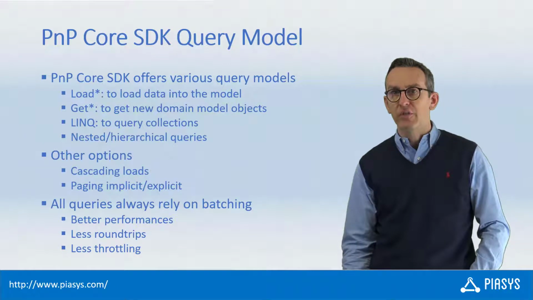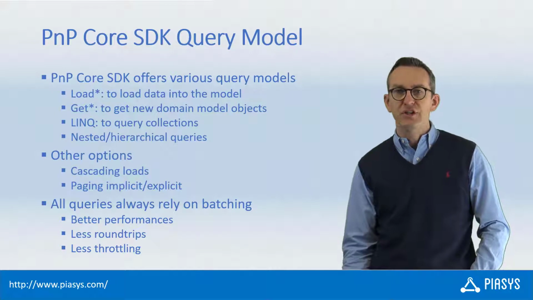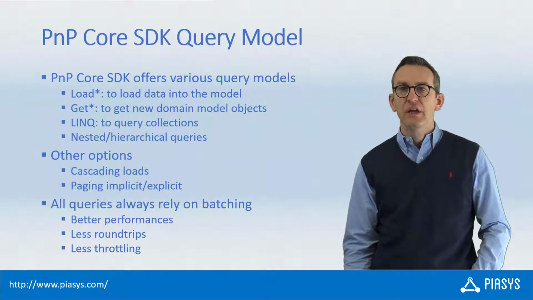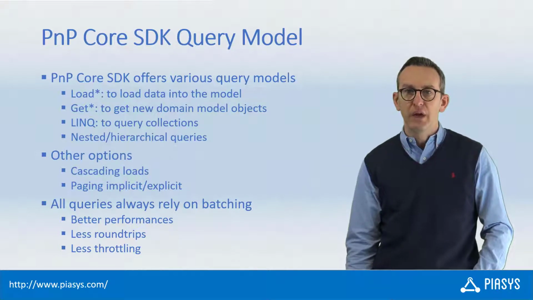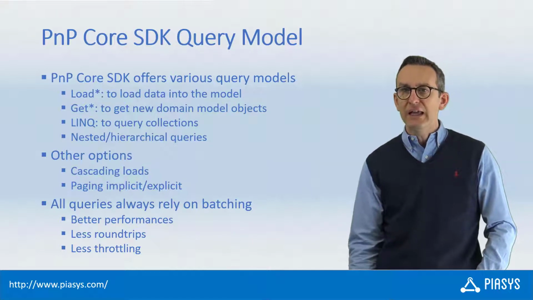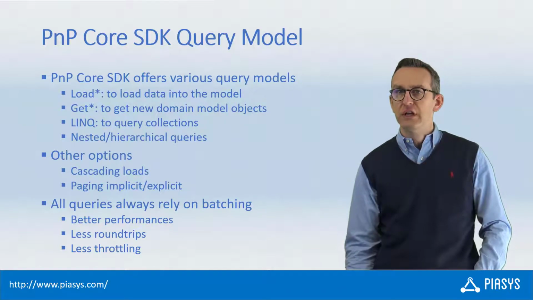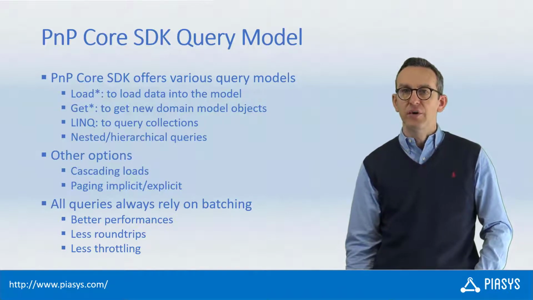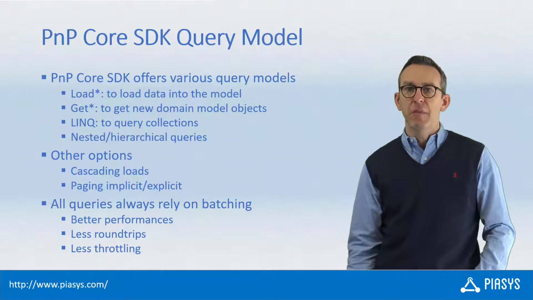From an inner working point of view, with PnP Core SDK, we always use batching by default when we make queries so that we can improve performance, reduce the number of round trips to the REST APIs that we are going to consume, and avoid as much as we can throttling issues. And again, remember that PnP Core SDK internally is Graph first, and it relies on the SharePoint REST APIs just as a fallback whenever there is any not yet available functionality in Microsoft Graph.